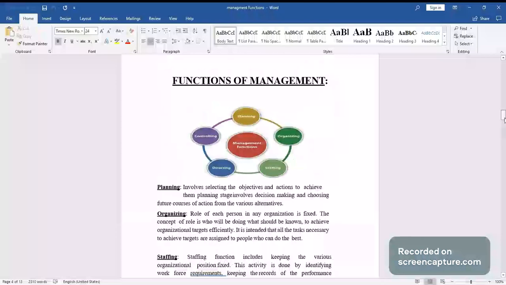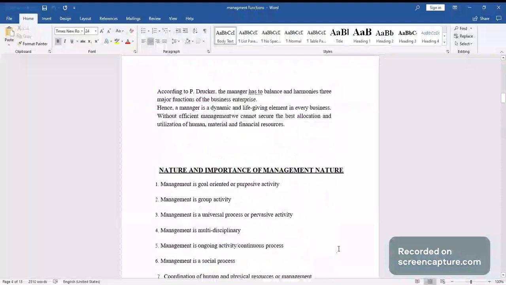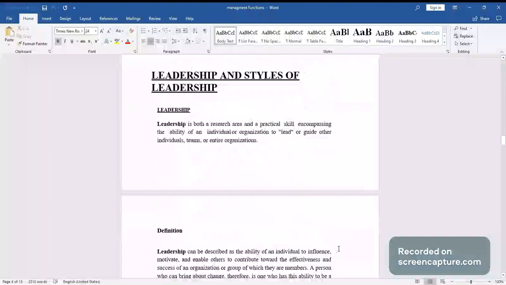Hello everyone. Today we are going to discuss leadership and leadership styles. Now what is leadership, and what are the different types and its examples?